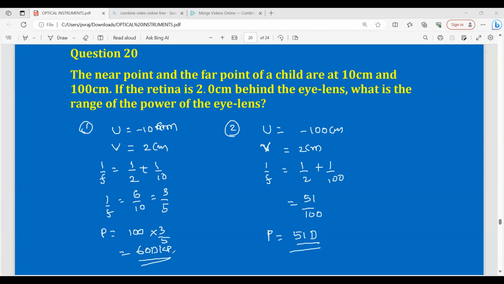So his power of lens is in between 51 diopters and 60 diopters.